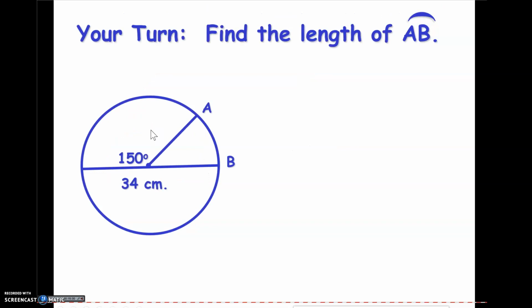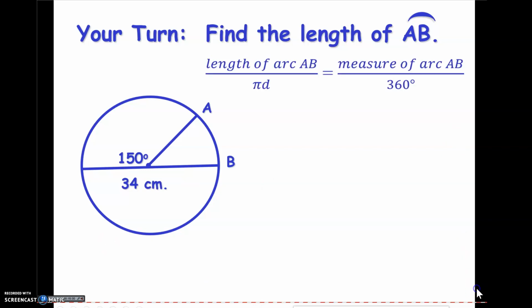Okay, I want to find the length of AB here. So remembering my formula, I'm going to take the length of my arc AB over my entire circle, which is pi d. Remember, this is my circumference down here. And that's going to be equal to the measure of the arc over 360. So let's replace all the information that we know.